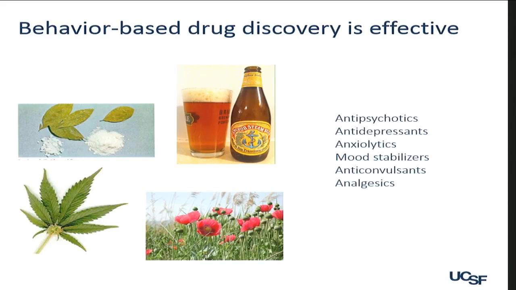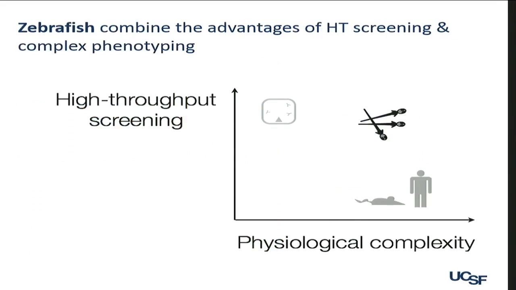So behavior-based drug discovery is effective, but it's also relatively low throughput. In vitro assays are higher throughput, but they sacrifice the physiological complexity of intact living animals. So a major premise of my work is that zebrafish can combine some of the advantages of high throughput screening and complex behavioral phenotyping.